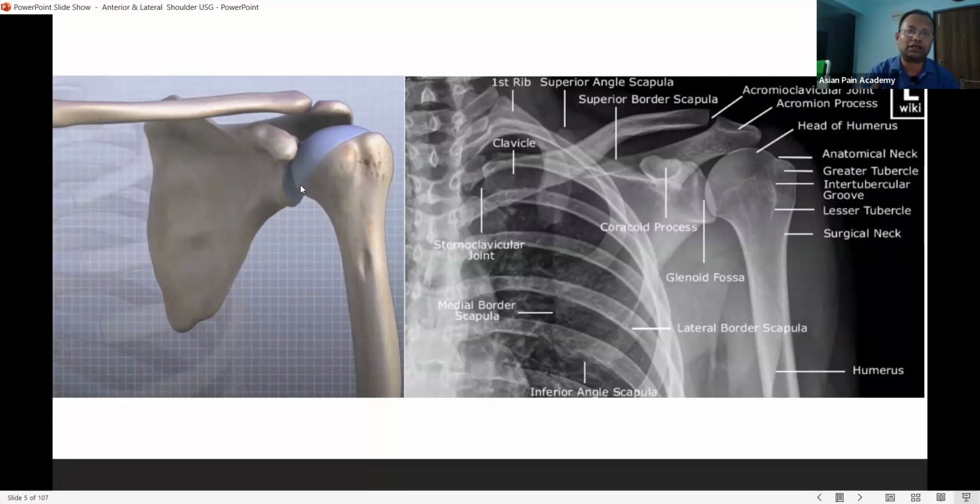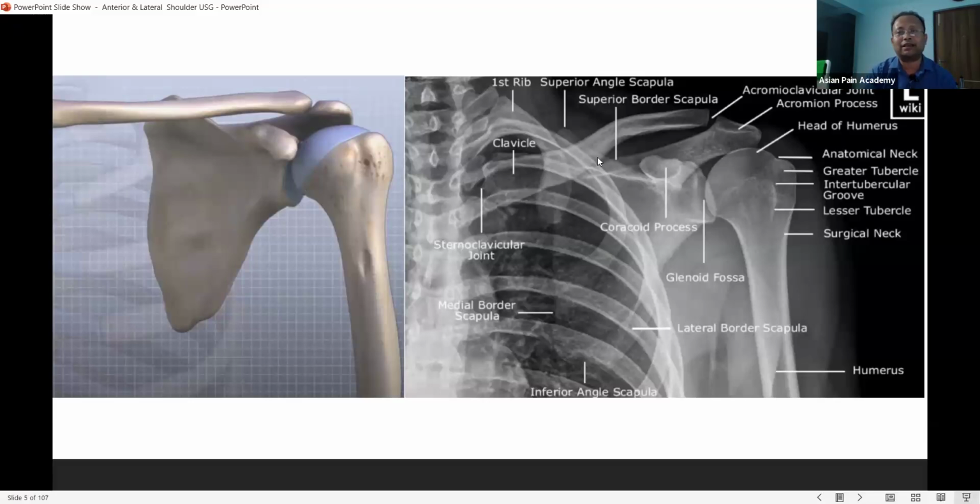But there are some associated joints which are also considered part of the shoulder joint. Why? Because whenever the glenohumeral joint moves, it has an effect on some other joints also, and they affect the movement of those joints also. So what are those joints? Here is the actual shoulder joint, that is the glenohumeral joint. Related joints are the acromioclavicular joint, and another joint is the scapulothoracic joint.